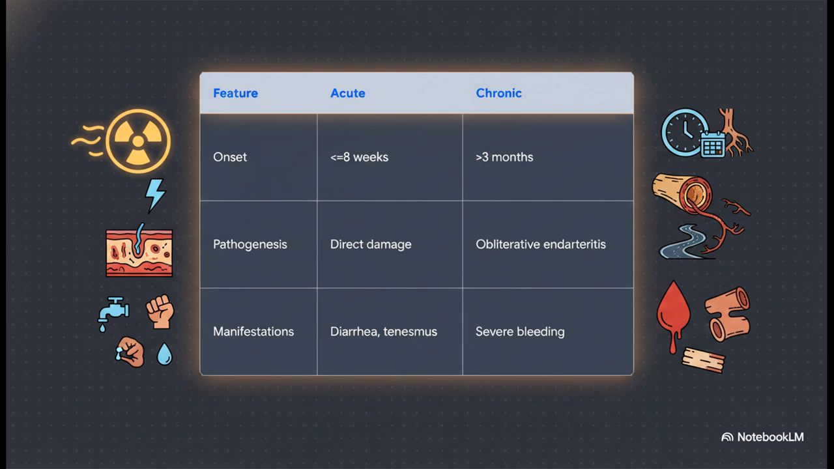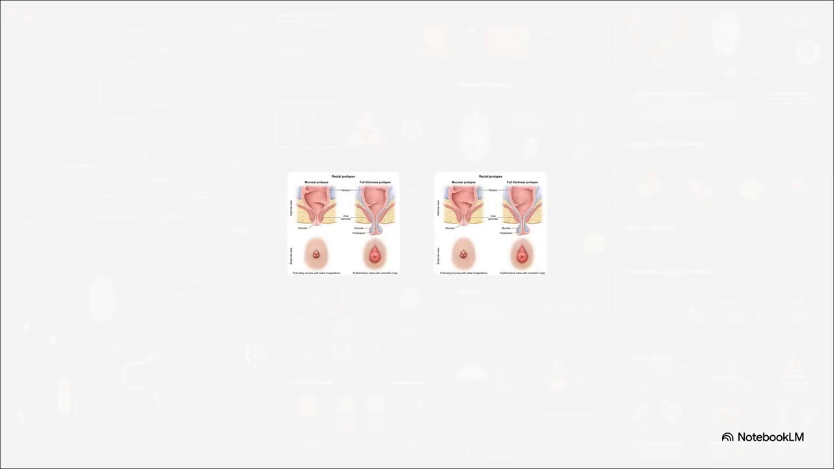And remember, if radiation isn't in the patient's history, you need to consider STI mimics like gonorrhea, chlamydia, or HSV based on their exposures. Check out how visually distinct rectal prolapse is based on its severity.